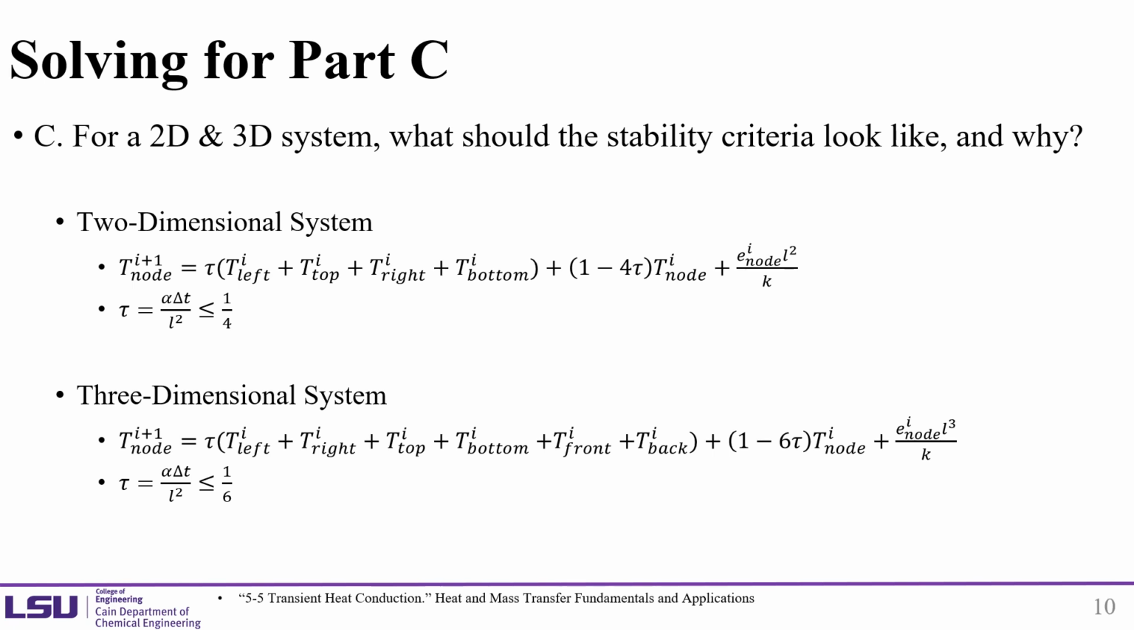For part C, we had to solve for the stability criteria for a 2D and 3D system and explain why it looks that way. The stability criteria for a 2-dimensional heat transfer system should look like this equation, because when the coefficient of this is set equal to 0, it then becomes this equation. This is the stability criteria. It's the same process for a 3-dimensional system. However, the denominator is 6 instead of 4 because it is three-dimensional. These equations were pulled from the Heat and Mass Transfer Fundamentals and Applications textbook that is used in class.